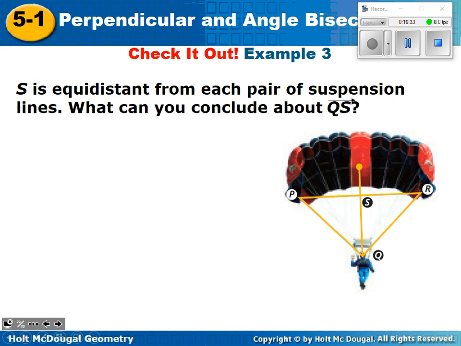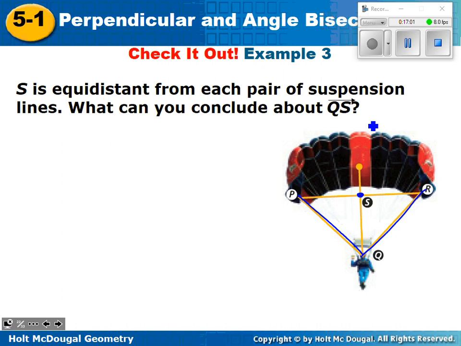All right, so let's check and see how you did. S is equidistant from each pair of suspension lines. The suspension lines are our PQ and RQ. Those are the things going down from the parachute, right? So it's equidistant to those. Be careful. Is that saying that SP is congruent to SR?